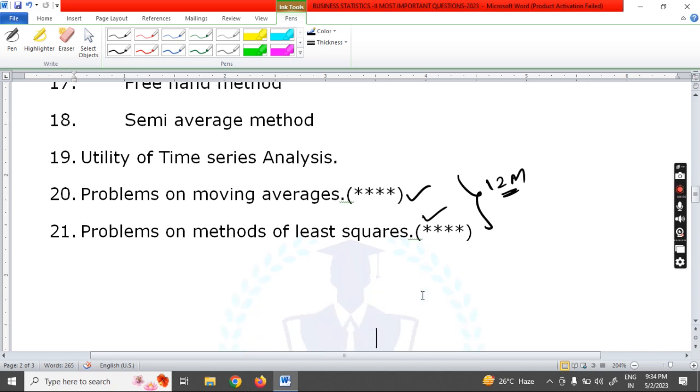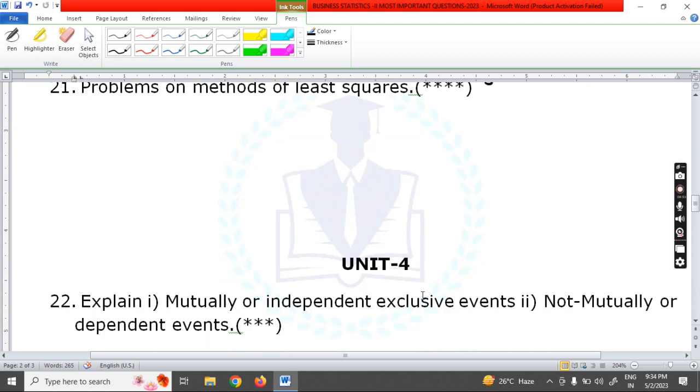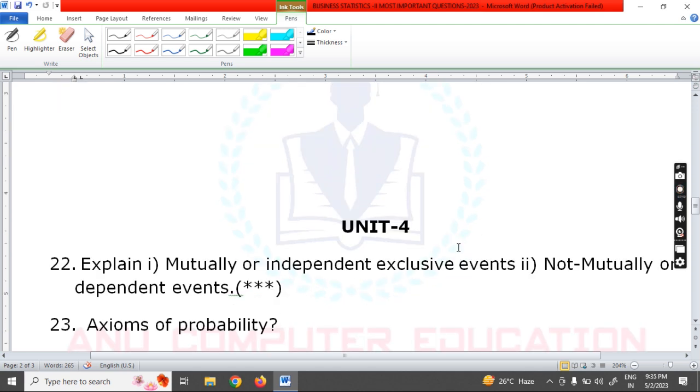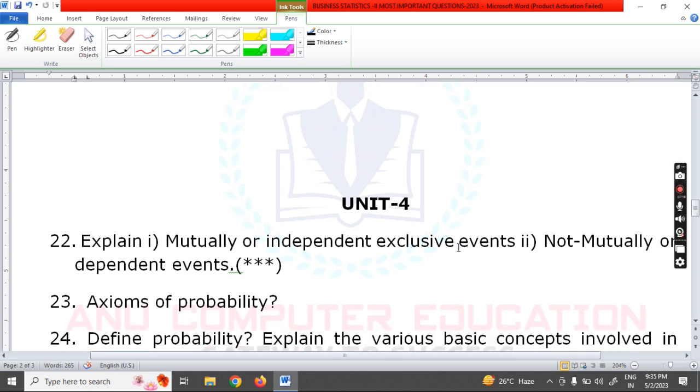Next, when it comes to unit number 4, mutually exclusive events or independent events, both are the same. Not mutually exclusive events or dependent events, both are the same. So don't get confused in the exam. You have to write the theory about this. Okay. Next comes the concept of axioms of probability. You have to explain this.